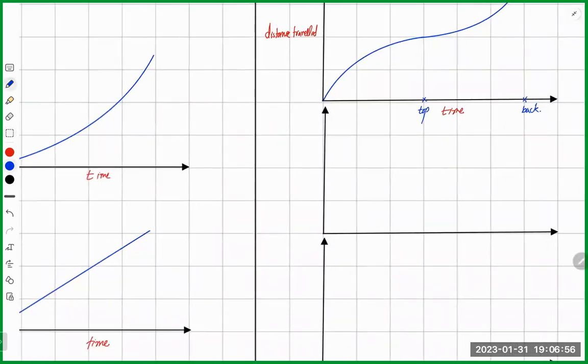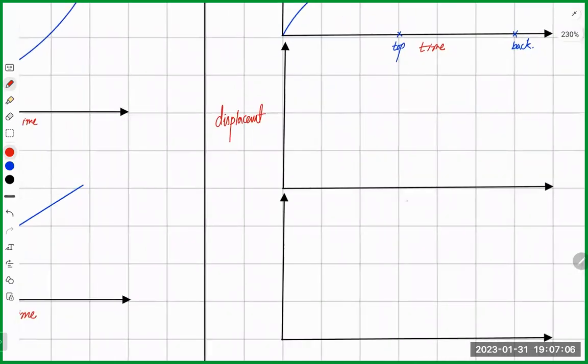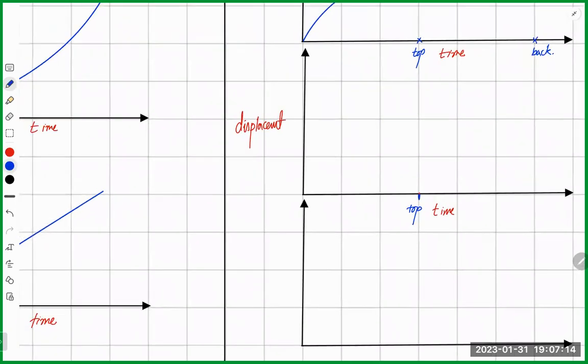Now, what about displacement and time? This is the time for the object to be at the top, and this is when the object is back. So the object travels this distance. The object goes there with a decreasing speed, and then comes back with an increasing speed. So this is how these two graphs should look.